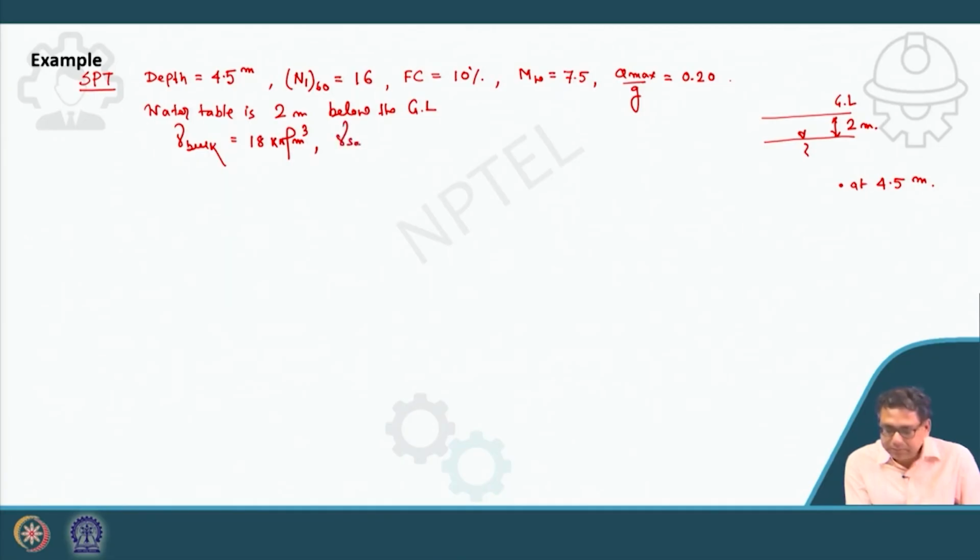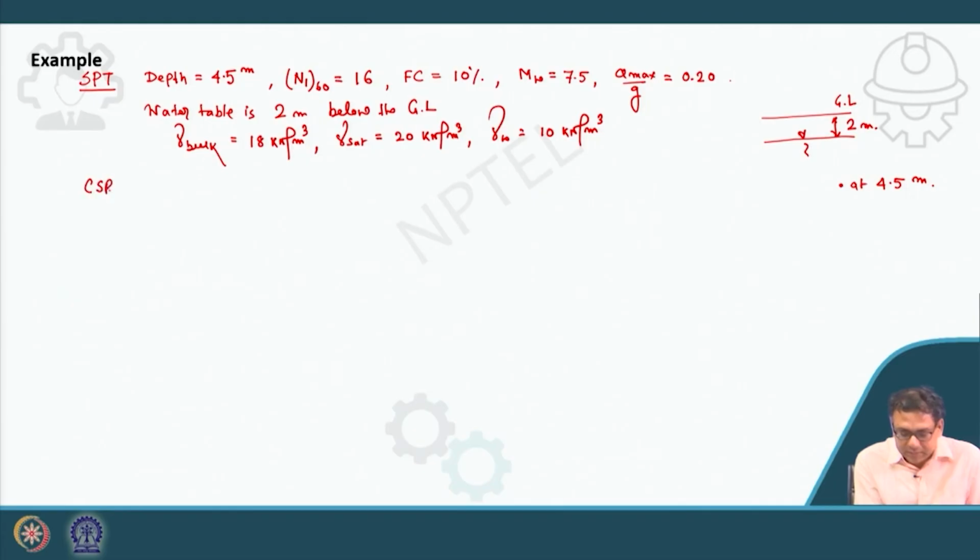Gamma sat is 20 kilonewton per meter cube, and gamma W is 10 kilonewton per meter cube. Okay, so first we will calculate CSR.